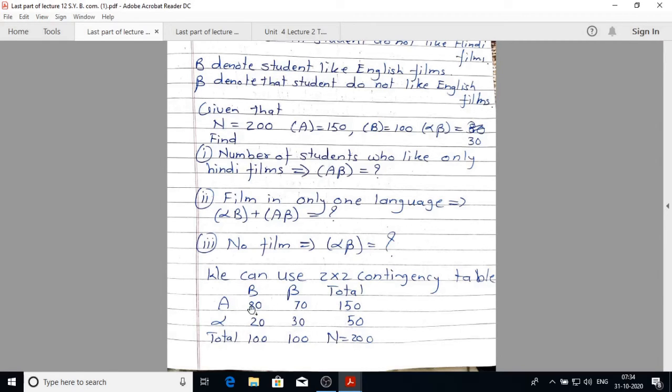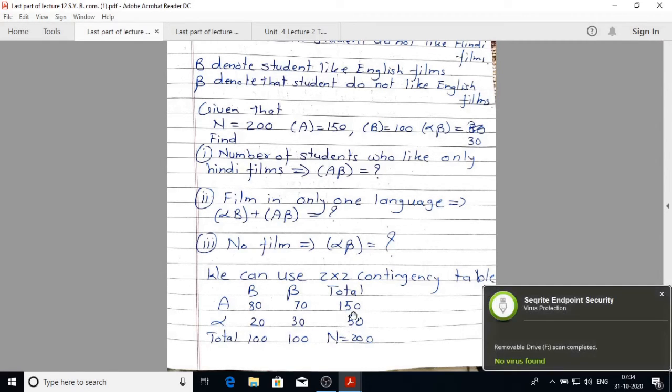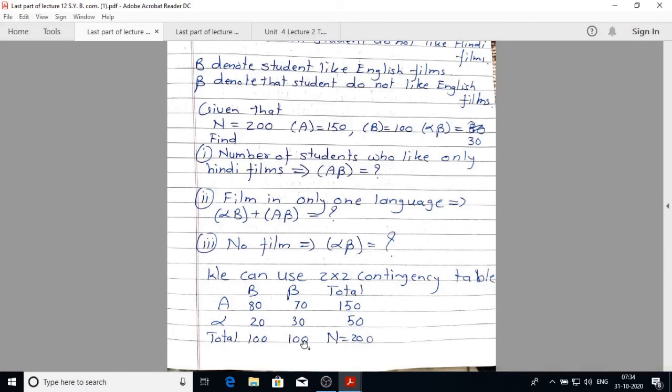So 4 values if we have in this table, we can find the remaining values as 200 minus 150 will give you 50. 50 minus 30 will give you 20. 200 minus 100 will give you 100. 100 minus 30 will give you 70. 150 minus 70 will give you 80.